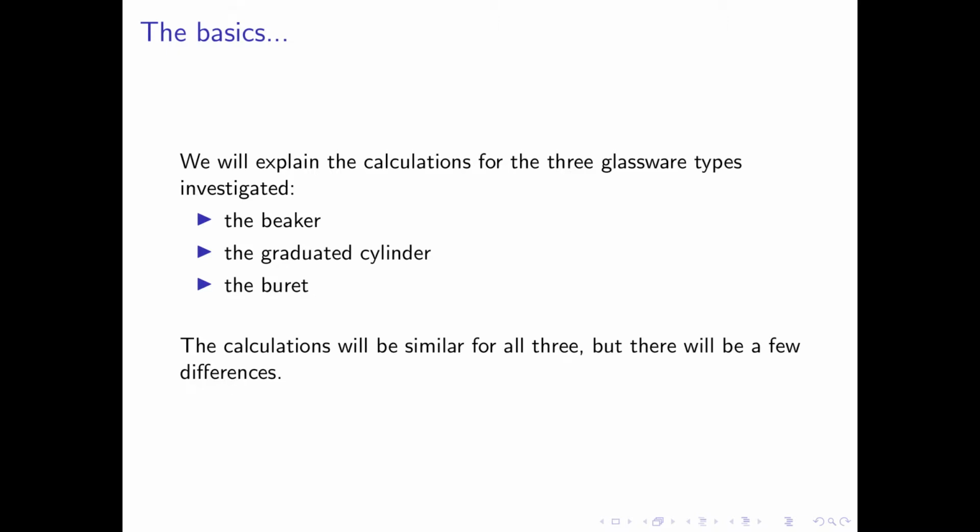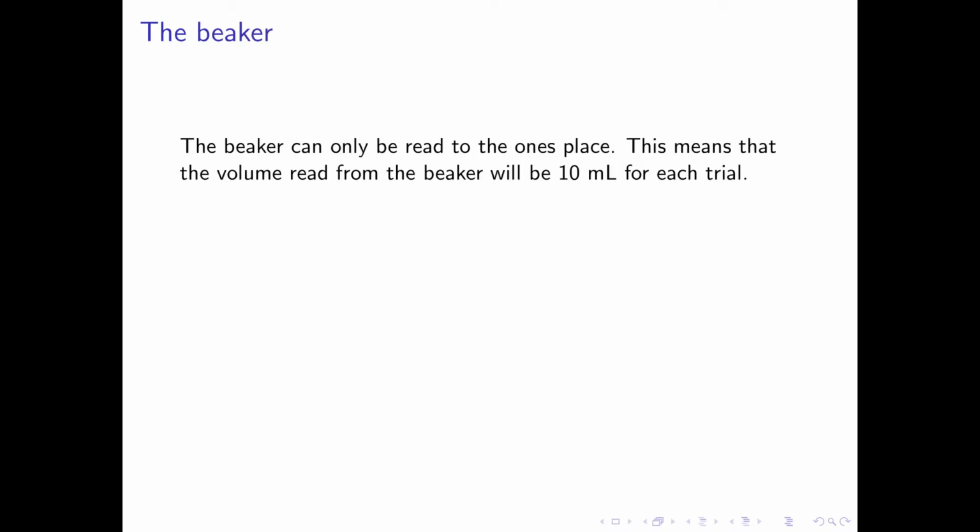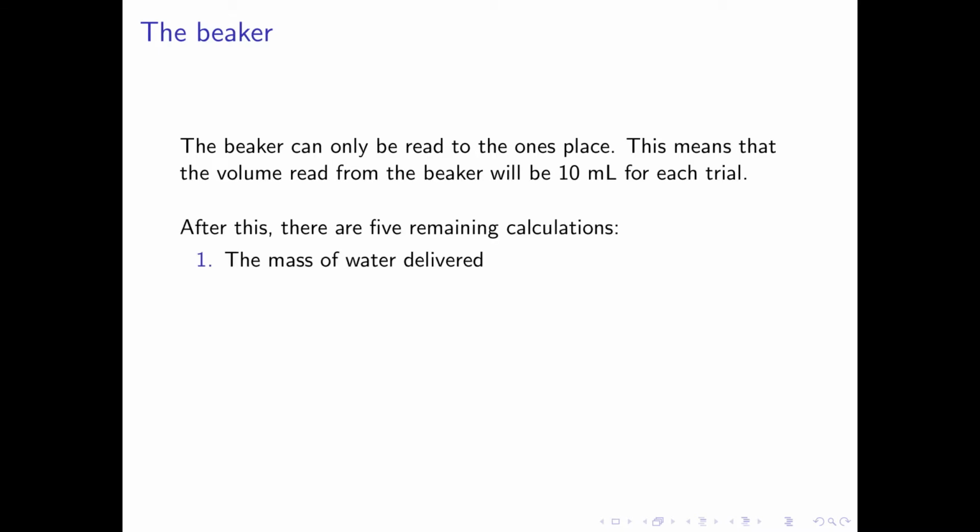Each of the calculations will be similar for all three glassware, but there will be a few differences. Recall that the beaker can only be read to the ones place for the volume. This means that the volume read from the beaker for all three of your trials will be 10 milliliters. Following this, there are 5 remaining calculations.